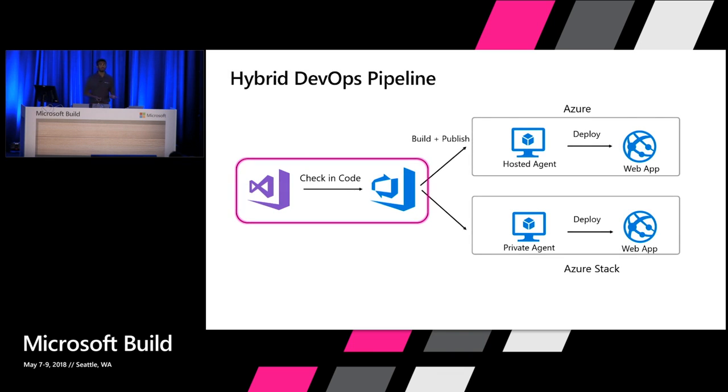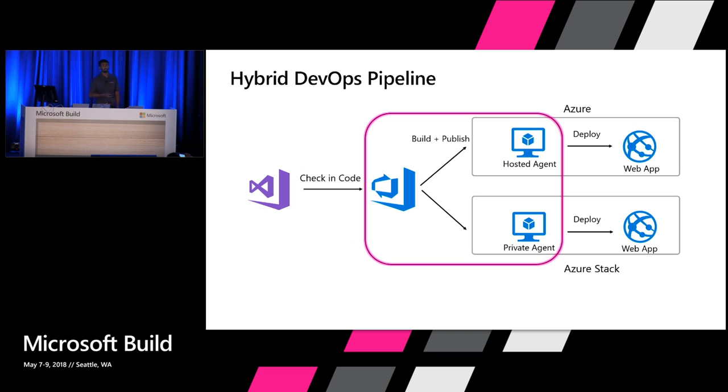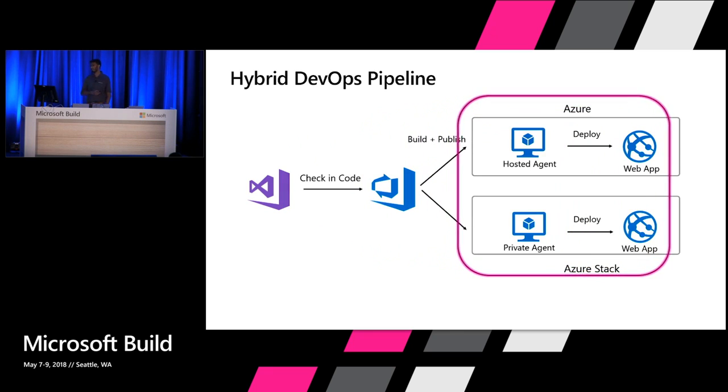Here's how a hybrid DevOps pipeline works across Visual Studio Team Services and Azure Stack. We check in our code. It's built and published in the cloud using a hosted agent, using .NET Core in this case. We have a private agent, and then it's deployed using a private agent on Azure Stack.